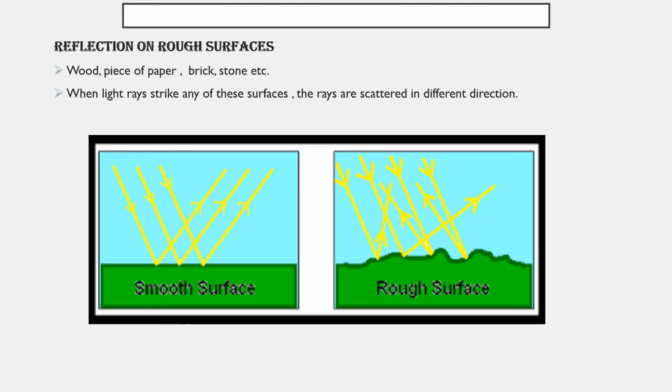Next, reflection on rough surface. Here you can see wood, piece of paper, brick, stone, etc. Their surface is rough. So when light rays strike any of these surfaces, the rays are scattered in different directions. Here you can see in this figure that when rays strike the rough surface, they are reflected in different directions.